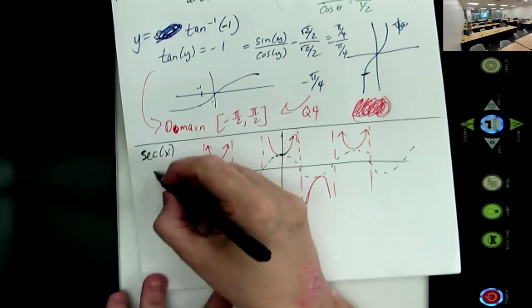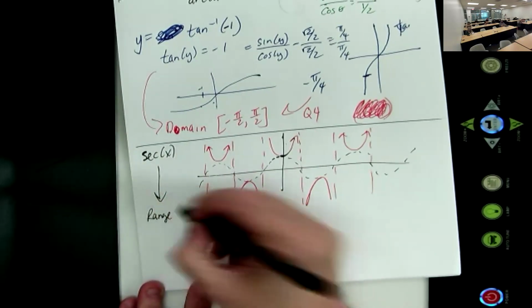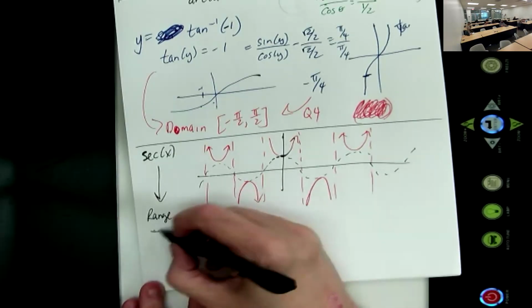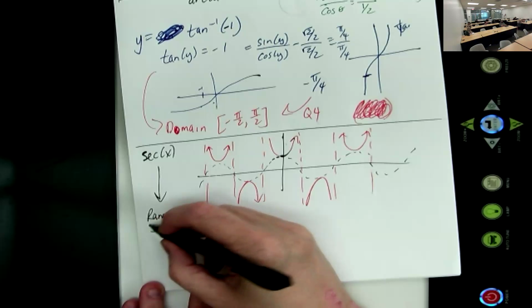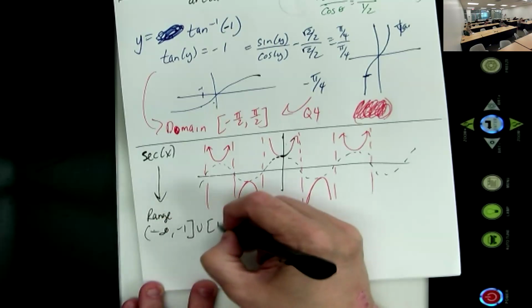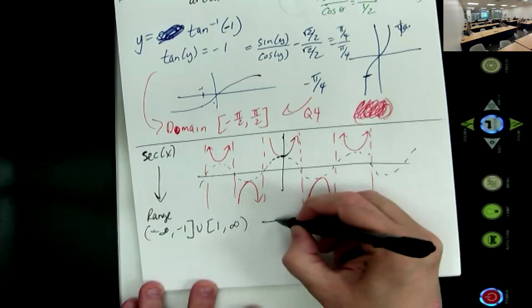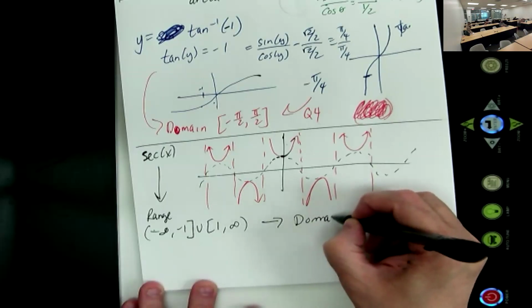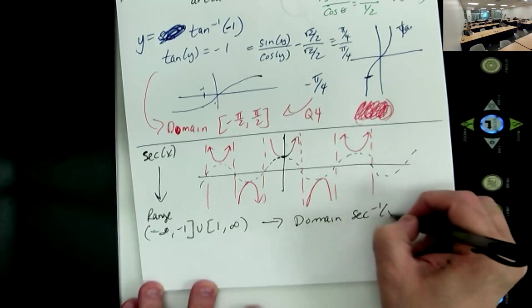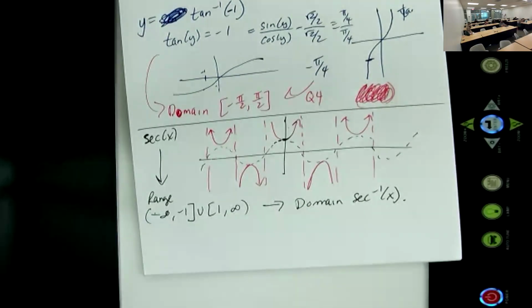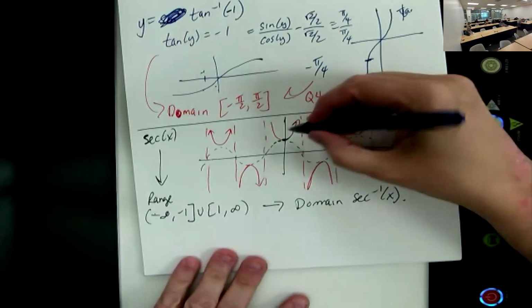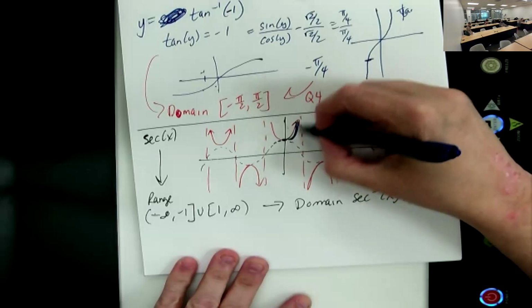So secant's range is negative infinity to negative 1 in union with 1 to infinity. We need that to be the domain of secant inverse. And the way they do that, we need to have the positive branch and we need to have a negative branch. They choose this one and that one.